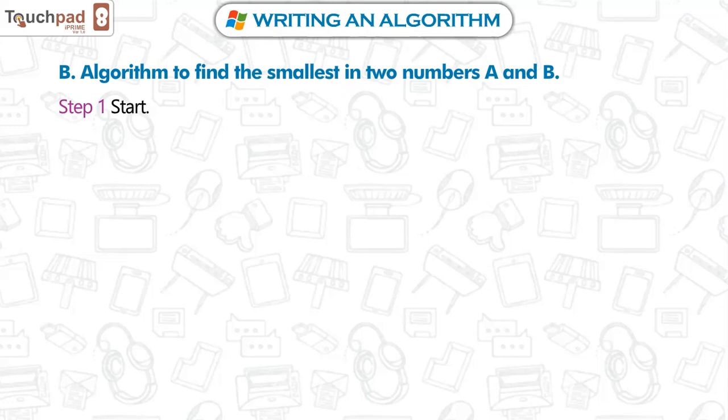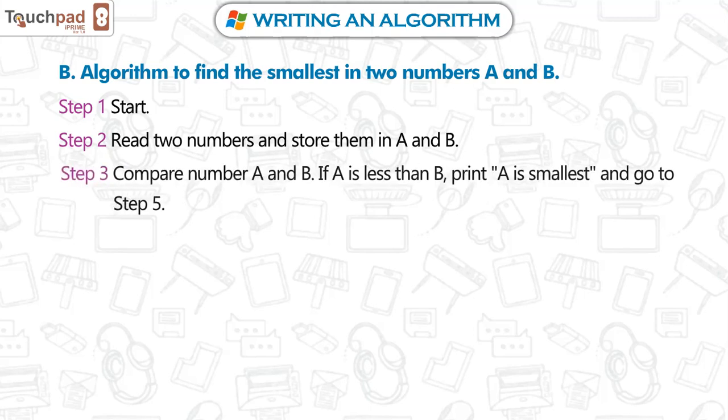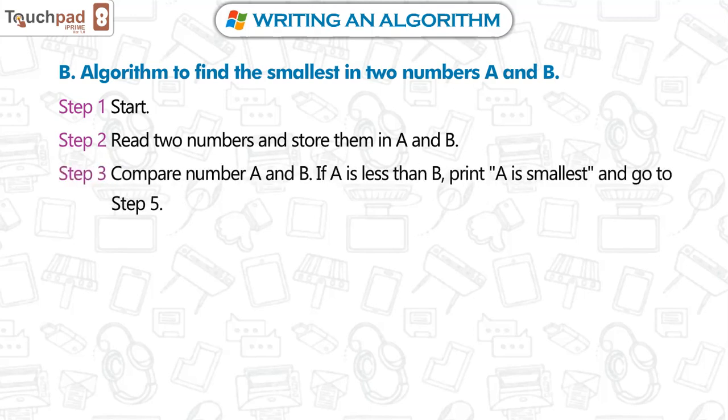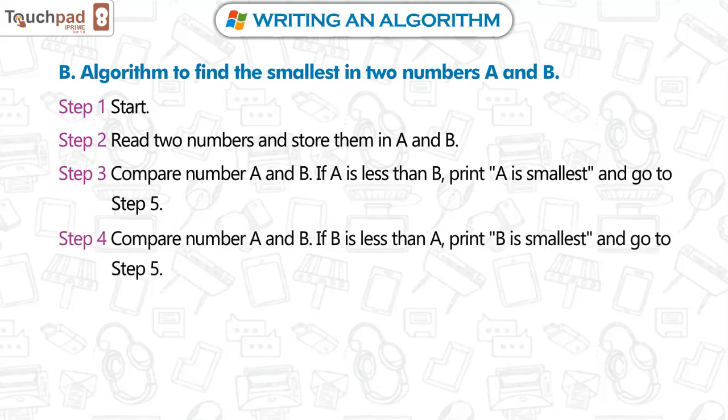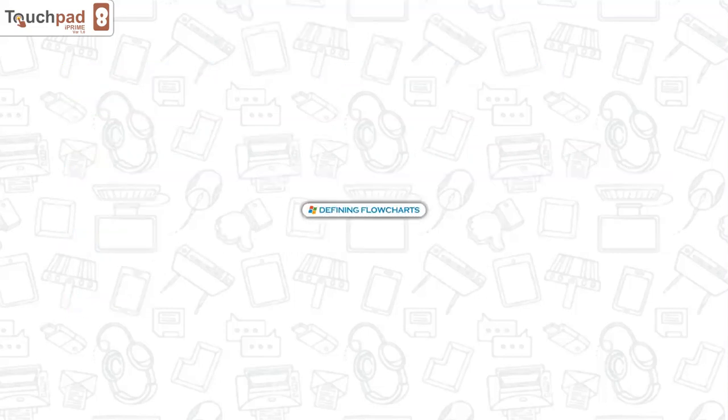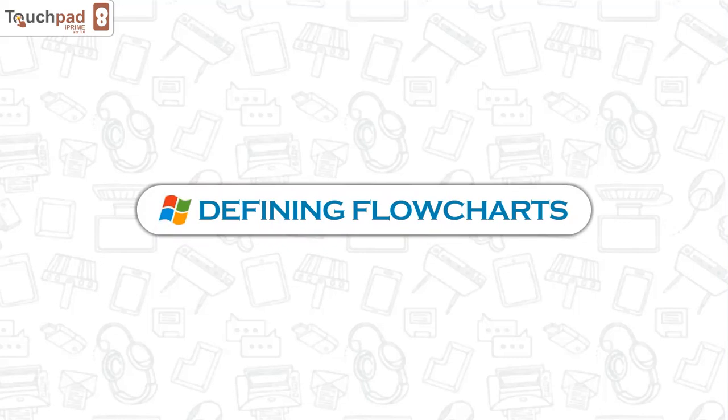B. Algorithm to find the smallest in two numbers A and B. Step 1. Start. Step 2. Read two numbers and store them in A and B. Step 3. Compare number A and B. If A is less than B, print A is smallest and go to step 5. Step 4. Compare number A and B. If B is less than A, print B is smallest and go to step 5. Step 5. Stop.